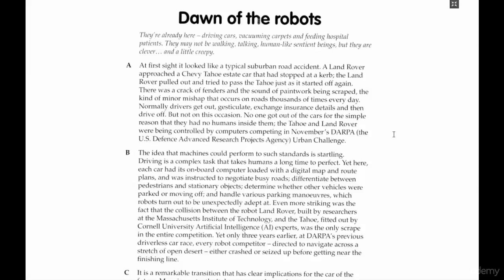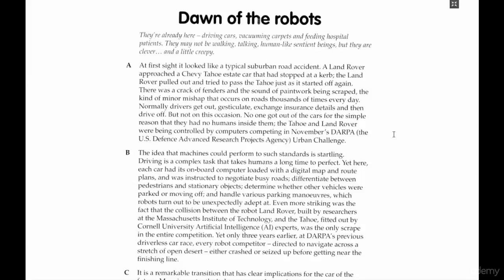But like I said, the most important sentence is the first sentence, or the topic sentence. If you're able to really understand the topic sentence, you can always get the right answer, because you just need to find an answer choice that matches the meaning, right? So let's look at paragraph A. It says, at first sight, it looked like a typical suburban road accident. So what does that sentence mean? It means when we first look at it, it looks like a typical suburban road accident.